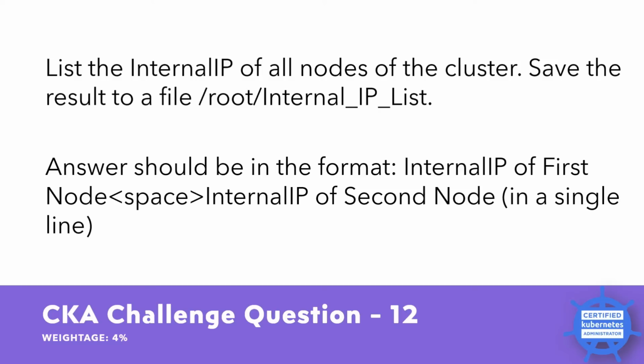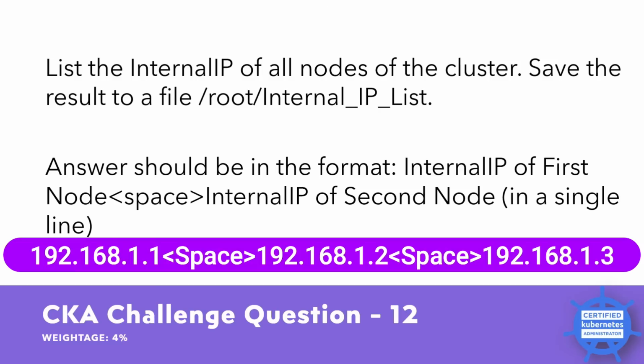For example, if the cluster has 3 nodes with internal IP addresses 192.168.1.1, 192.168.1.2 and 192.168.1.3, the output should be all the IPs separated by spaces.